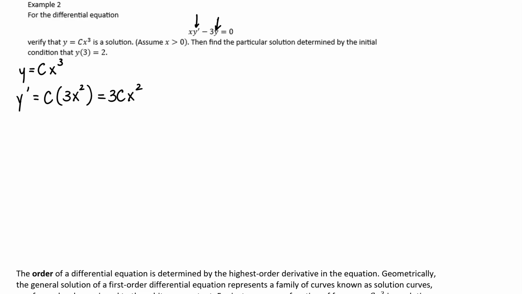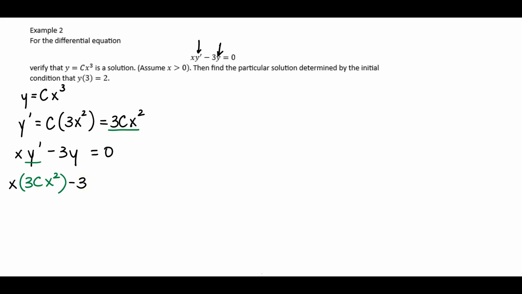Now let's take y and y prime and plug them into this differential equation and see if we really do get 0. So I have x multiplied by y prime. Here's y prime. So I'm multiplying x by 3cx squared. And then I am subtracting 3 multiplied by y, and y is the original function, cx to the third. Let's calculate this. I'll distribute the x here, giving me 3cx cubed, and from that I am subtracting 3cx cubed, and that does in fact equal 0.